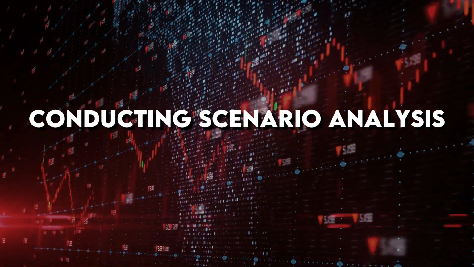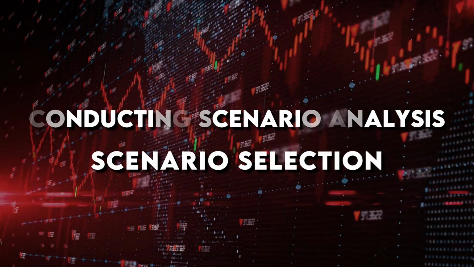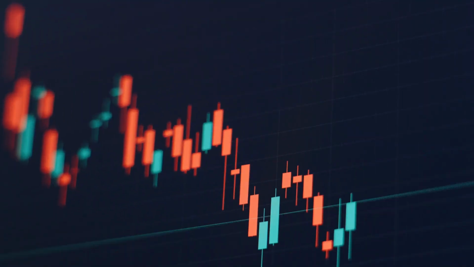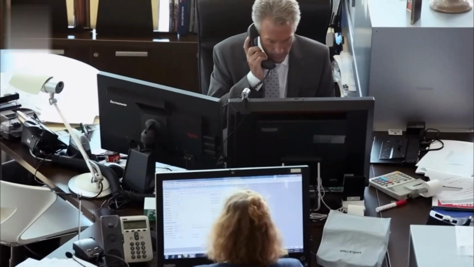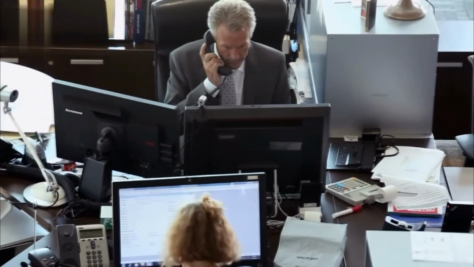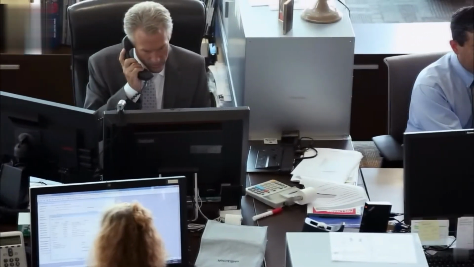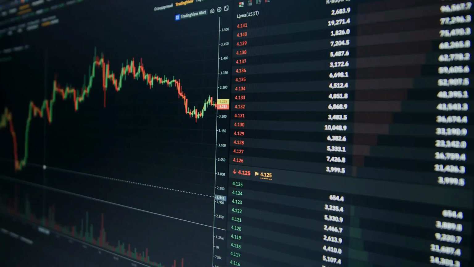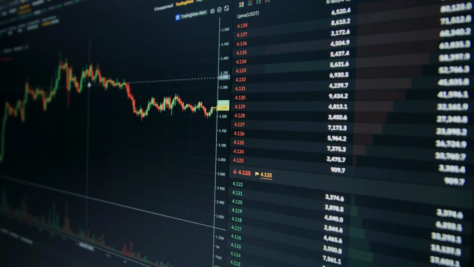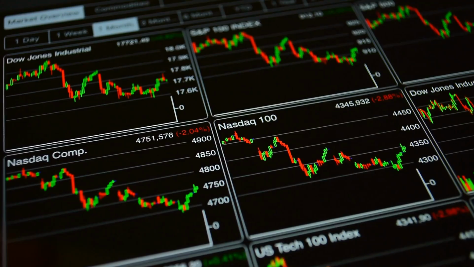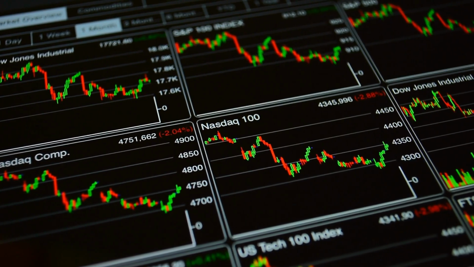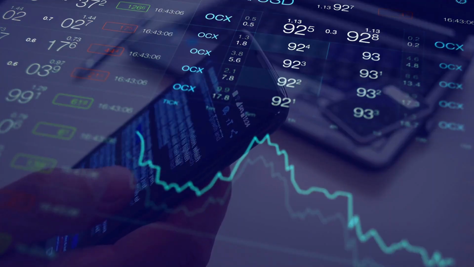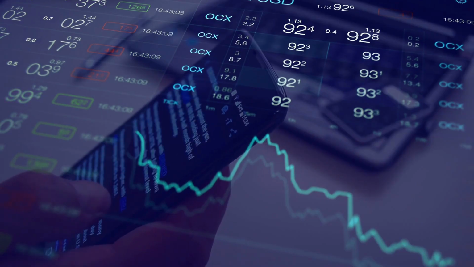Conducting scenario analysis. Scenario selection. Scenarios are chosen based on historical data, expert insights, and projections, ensuring a diverse mix of extreme and moderate conditions. Modeling and analysis. Models simulate how each scenario might affect key financial metrics like returns, asset values, and risk exposures, providing a detailed performance outlook under various circumstances.